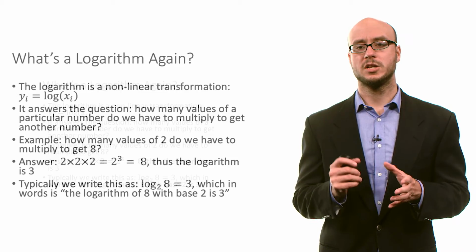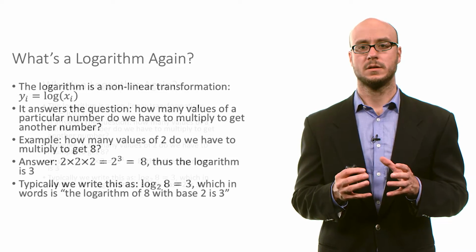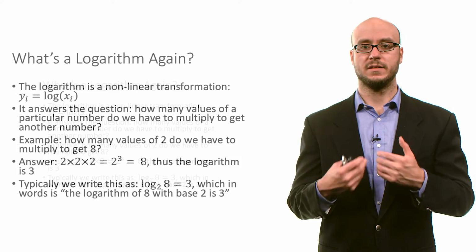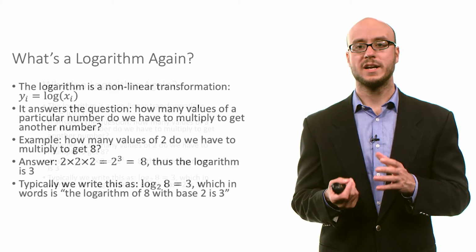All we're doing is taking this value of 8, which we can call x equals 8, and in essence changing it to an exponent. And that exponent is based on 2. All we're saying is how many values of a particular number do we have to multiply to get another number? Well, you must multiply 2 three times, 2 to the power of 3, to obtain 8. That's all a logarithm is doing. And by doing this, it's a nonlinear transformation. It's, in effect, changing the distribution of a set of data.